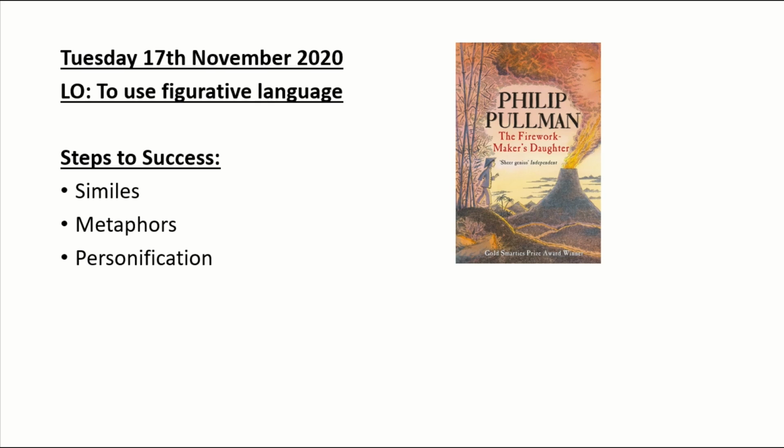Good morning, Year 4. Today is Tuesday the 17th of November and our LO today is to use figurative language. And again we'll be using our focus book, The Firework Maker's Daughter by Philip Pullman. Our steps to success today are to know and recognise similes, metaphors and personification.